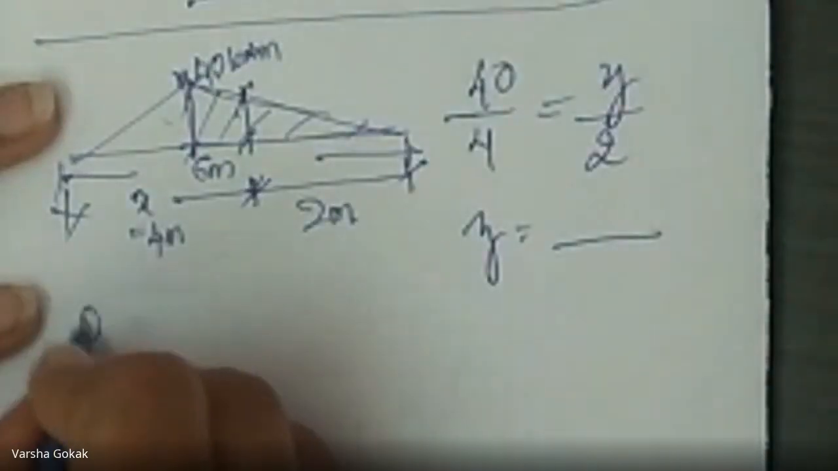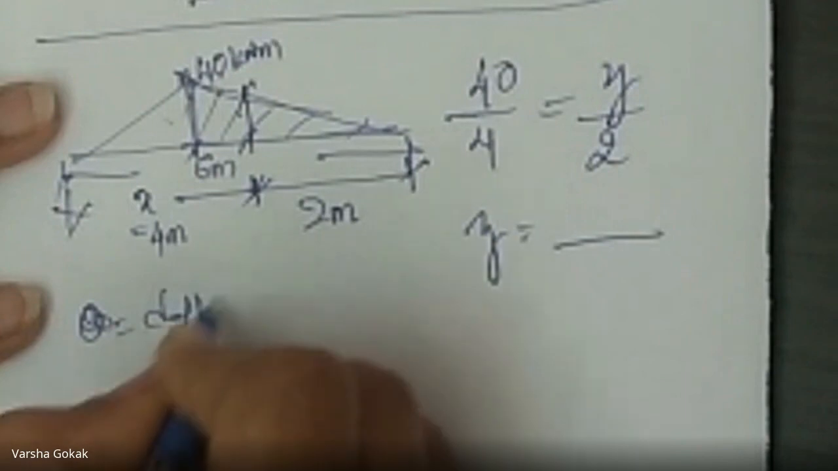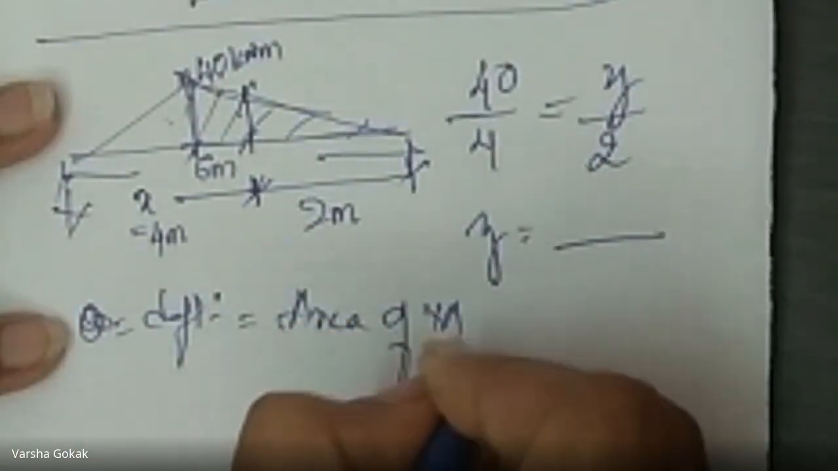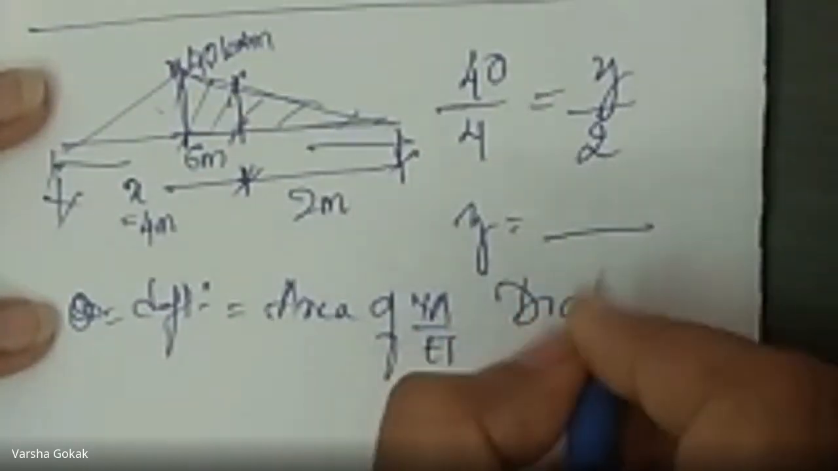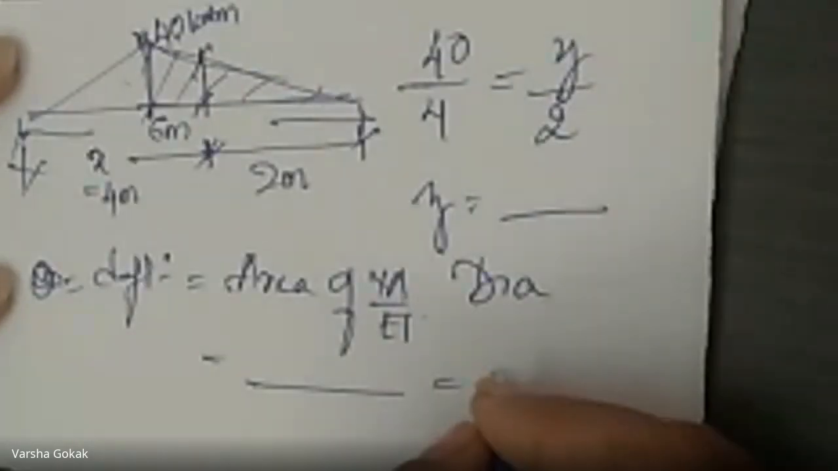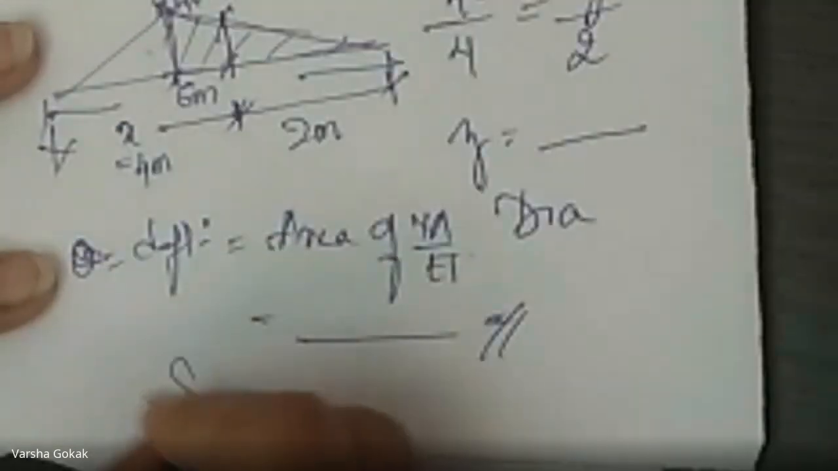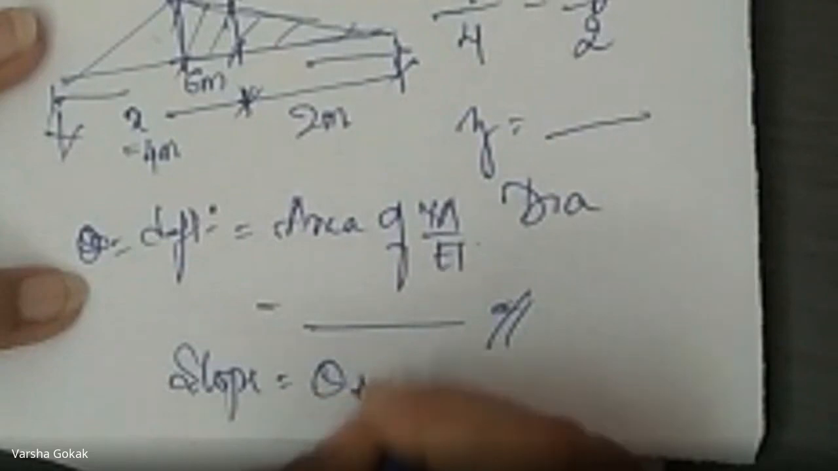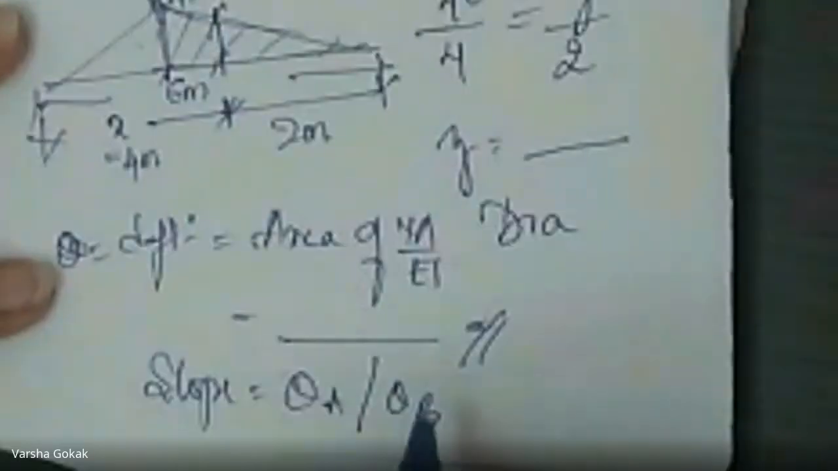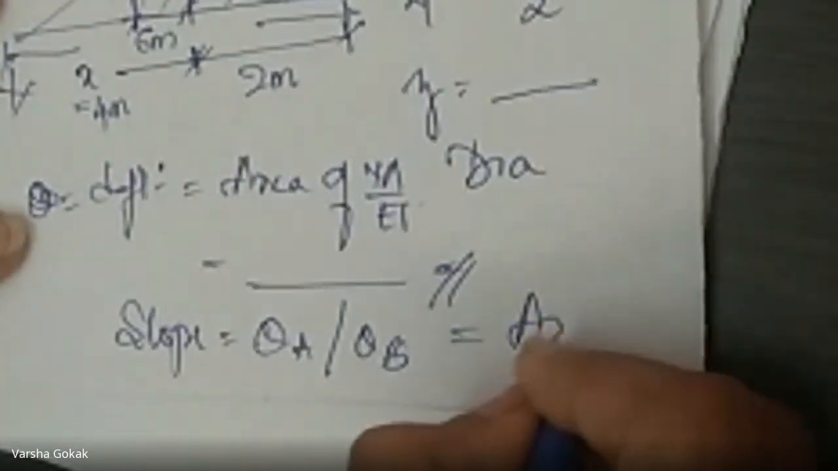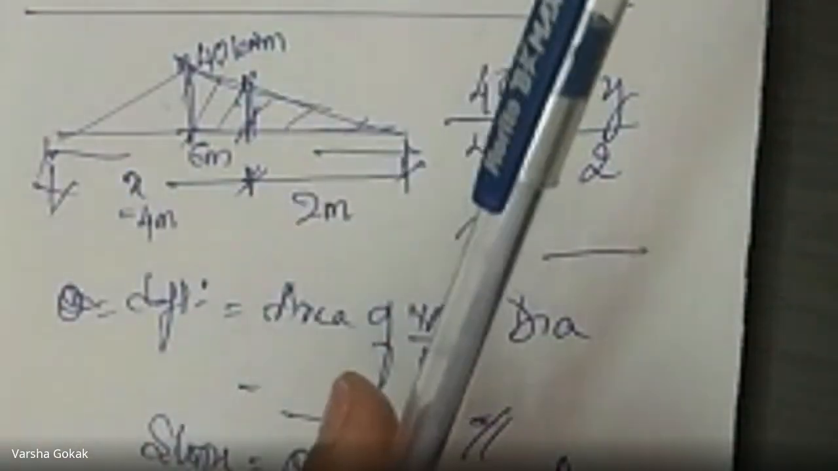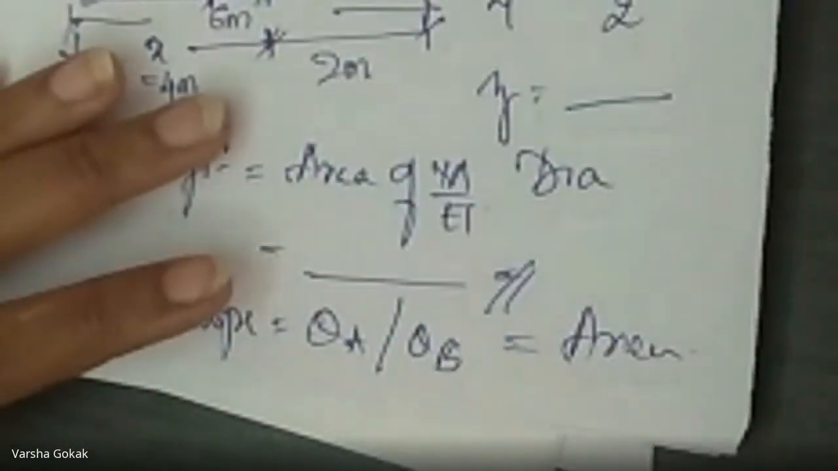Once you get the value of y, then use the deflection equation. Deflection is going to be equal to what? Area of the M by EI diagram. Get the equation, equate it, then use the slope. You know the slope value at particular theta A or theta B, we have already found out. So use that and equate it to the area of the M by EI diagram. From there you will be able to get the deflection at a given point x. Clear? Any doubt?